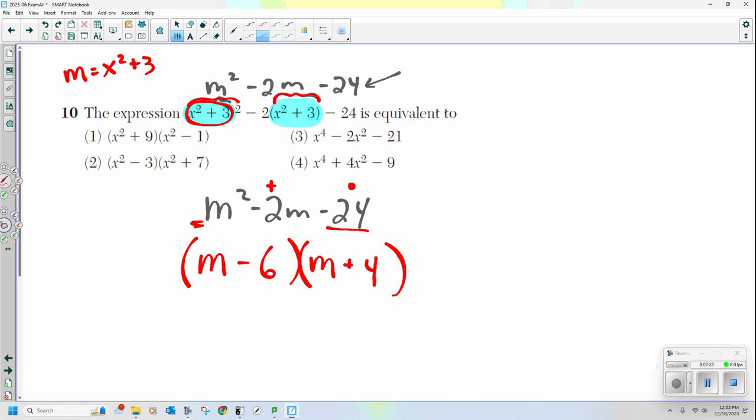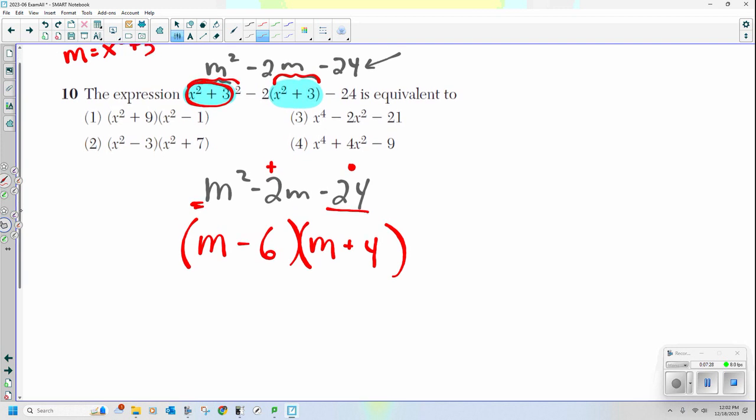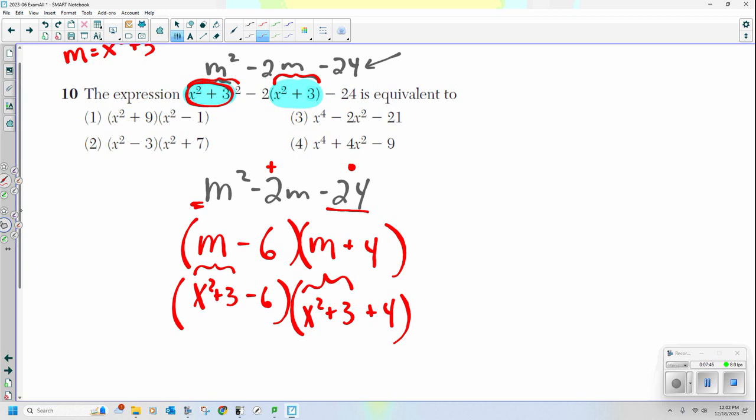Well, guess what? We factor as much as we can. I'm going to put my x² + 3 back in for the m, minus 6. And I have to do it here as well: x² + 3, and we have our plus 4. Now I just combine like terms. I have x², and 3 minus 6 is negative 3. And I have x², and 3 plus 4 is a positive 7. So that's my answer right there: (x² − 3)(x² + 7).